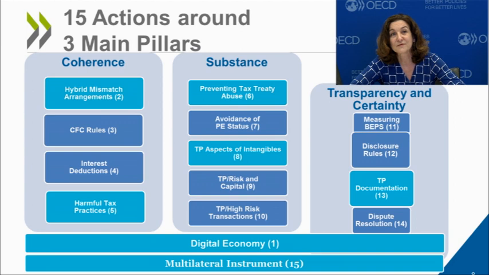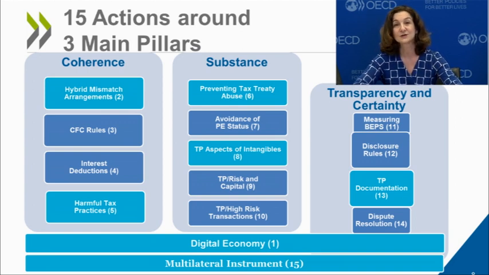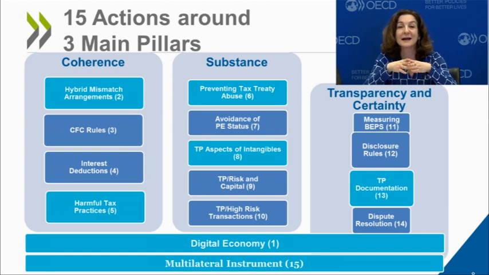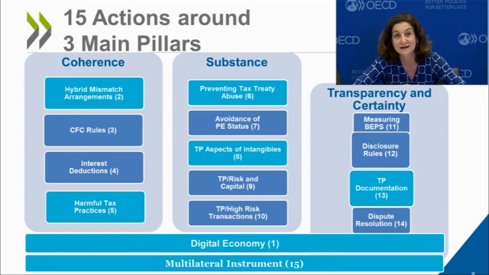For many of you who have been following this work, this slide will not be new to you. We have structured our work around a 15-point action plan that can be broken down into 3 general pillars of work. The first being coherence, trying to create coherence between the interactions of the different laws of countries. Substance, reestablishing the link between substance and taxation. And then finally, increasing transparency and certainty.